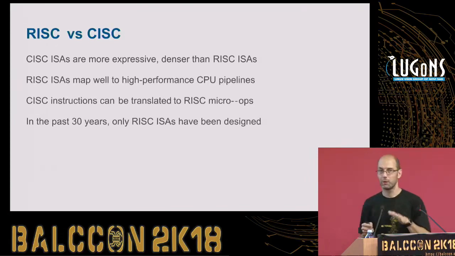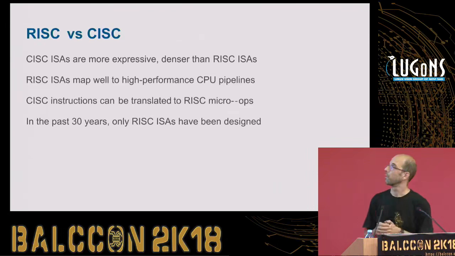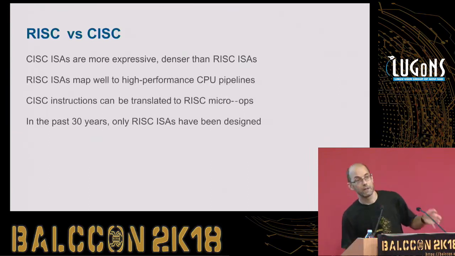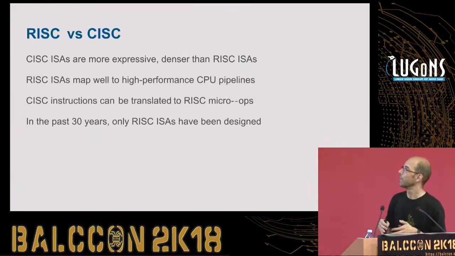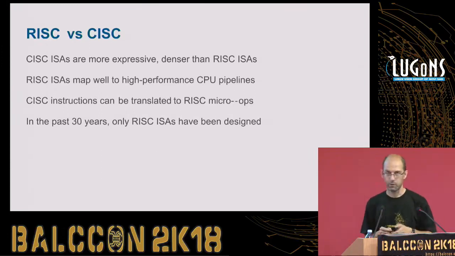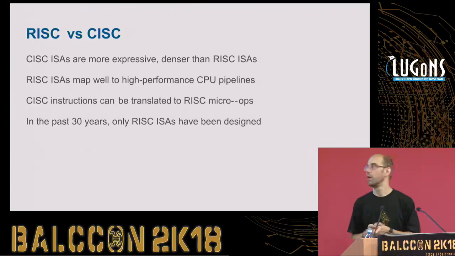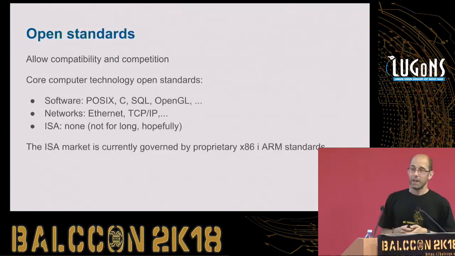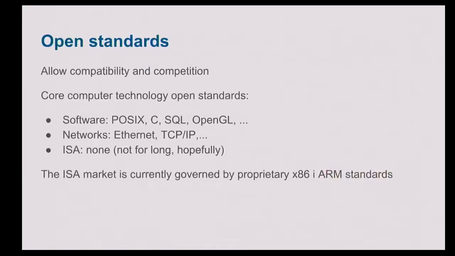RISC ISA, on the other hand, maps well to high-performance pipelines and other techniques of parallelizing execution. Of course, CISC instructions can be translated into RISC micro operations. But in the past 30 years or so or more, all of the ISAs that have been designed were actually RISC ISAs. So this is RISC.